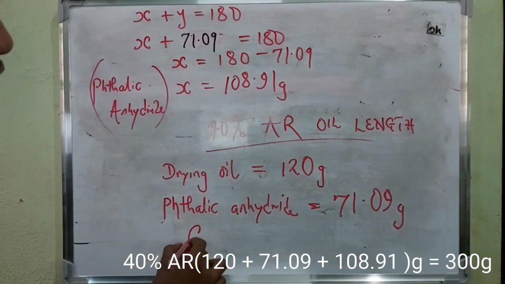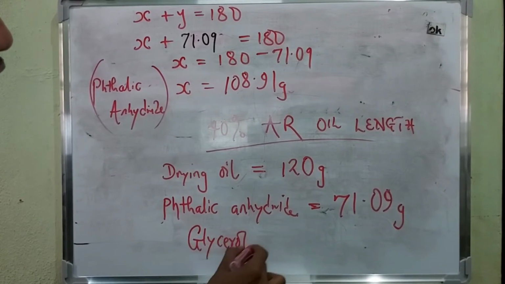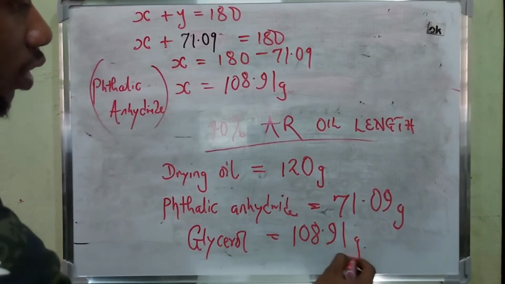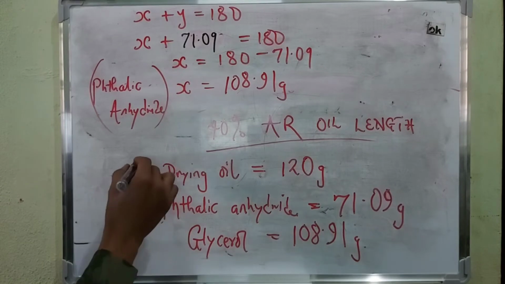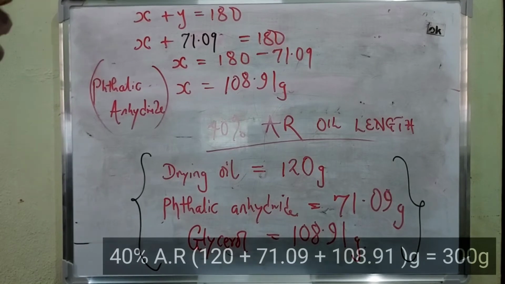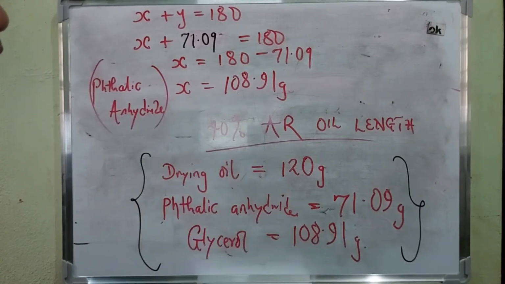Then we also need our glycerol to be what we just found, 108.91 gram. So guys, this is just how you get to find out the actual measurements to take for each recipe in the resin synthesis. So just the same way I've solved for the various masses, weight in grams required for these reagents, same way you also find for the 50% Alkyd resin oil length, and likewise the 60% Alkyd resin oil length.